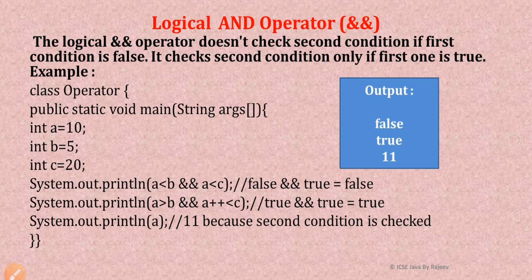And third is SOP ln of A. As you already know, in the above expression, A plus plus is there, so the A value will be incremented by 1. So it will be printing 11.